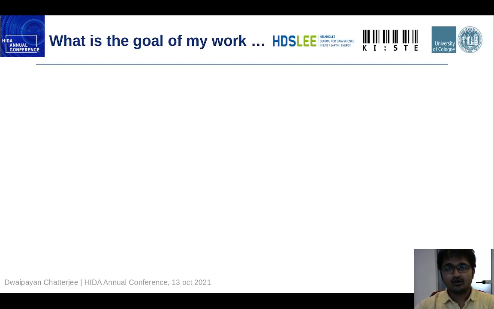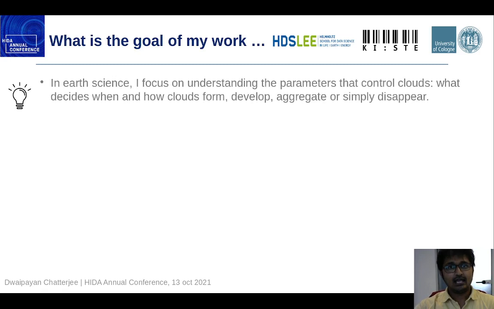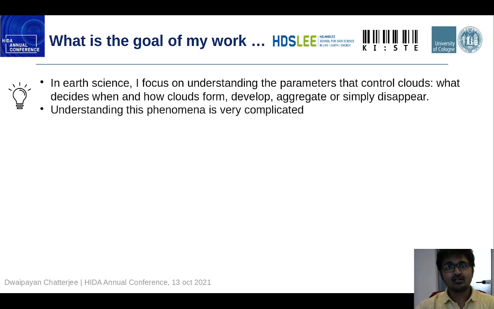I currently work in the area of environmental monitoring for cloud systems using deep learning methods. In Earth System Science, I want to focus on the parameters that control the clouds. For example, I'm interested in how the clouds form and develop, but understanding these phenomena is very complicated.